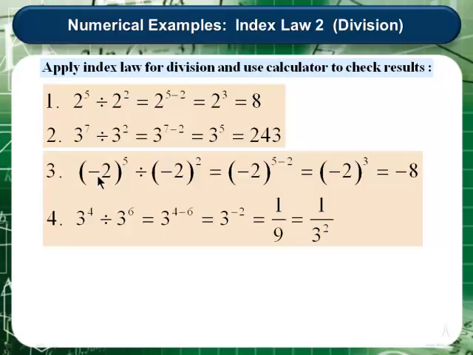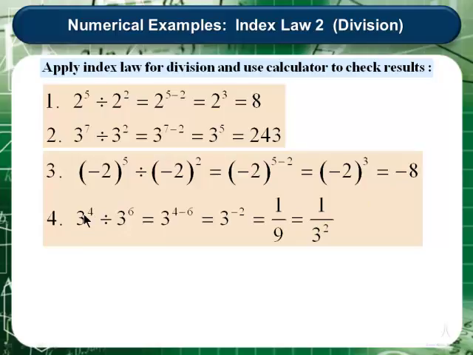Even when the base is not a positive integer, even a negative integer, it will still be true. So if you have minus 2 to the power 5, divided by minus 2 to the power 2, note the two conditions, it's division and the bases are the same. Then it will give you an answer of minus 2 to the power 5 minus 2, which is minus 2 to the power 3, and this of course is minus 8.